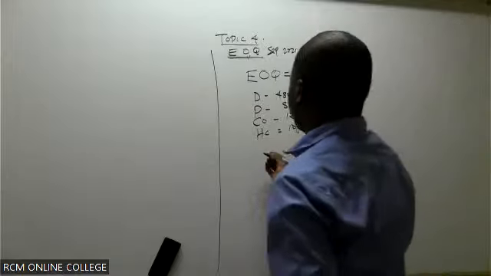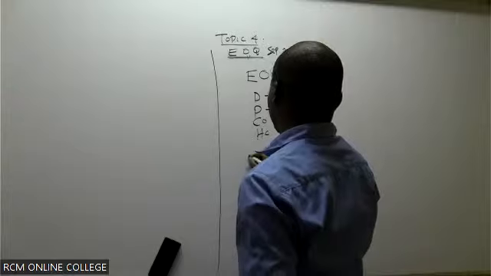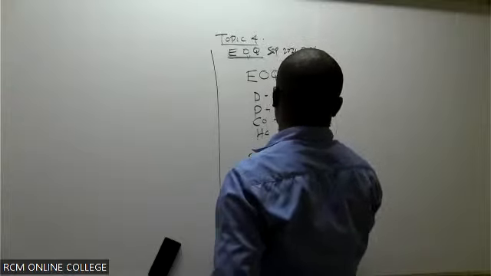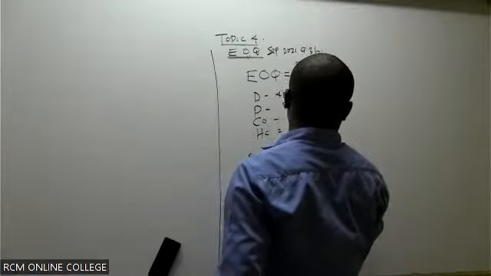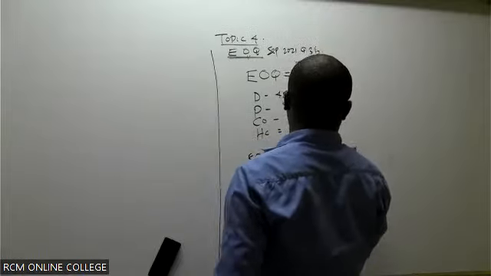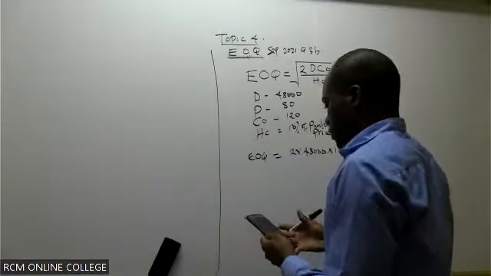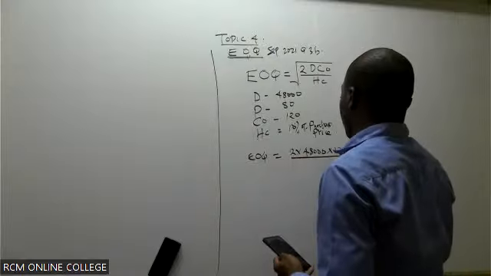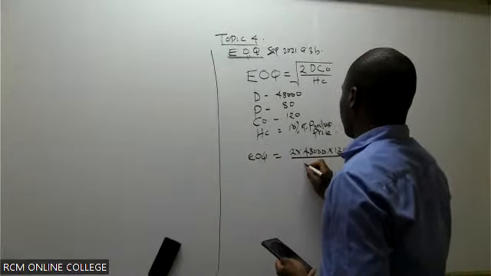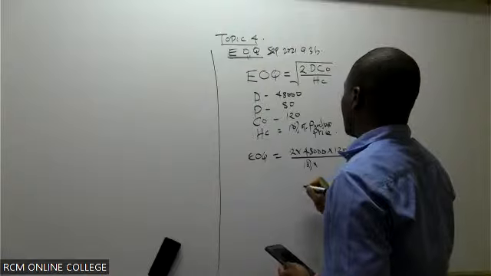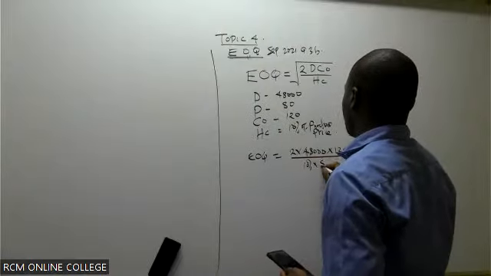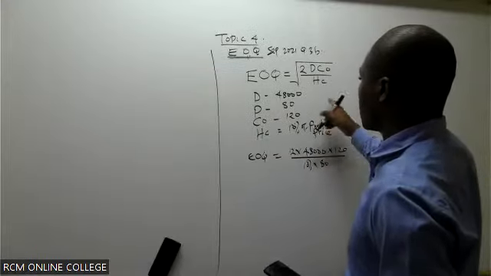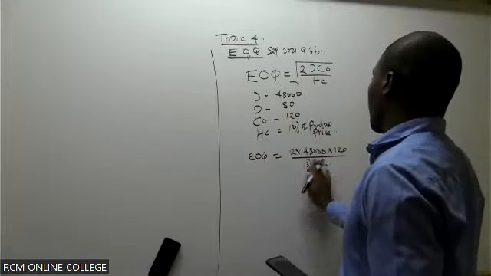Okay, so we have economic order quantity equal to the square root of 2 times D, 48,000, multiplied by ordering cost, which is 120. Then we divide by holding cost, which is 10% of purchase price, which is 80. So you can decide to put it here like this, or you've already worked it out somewhere. You know it is going to be 8 shillings.